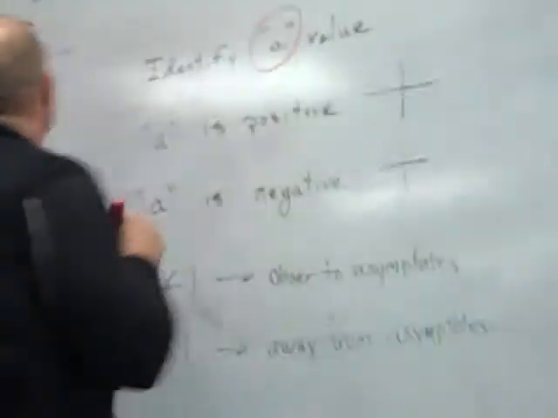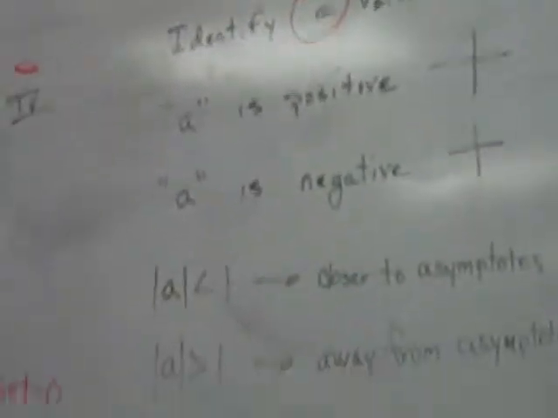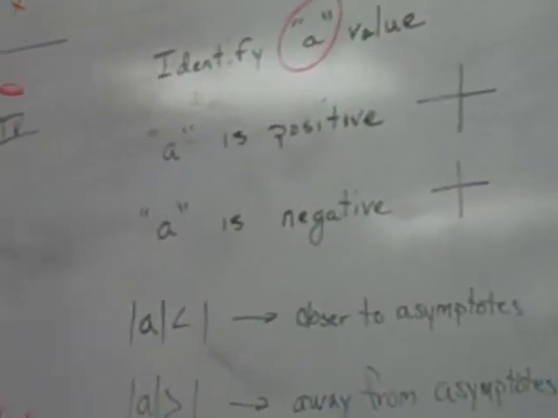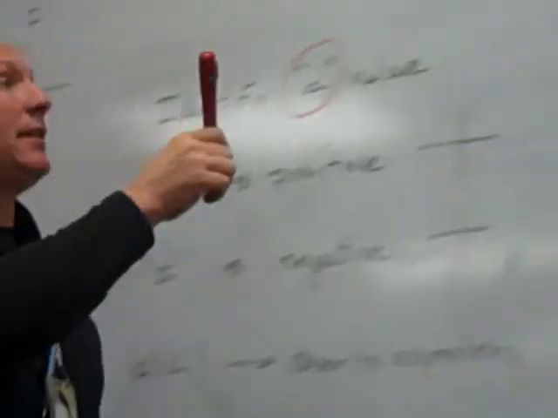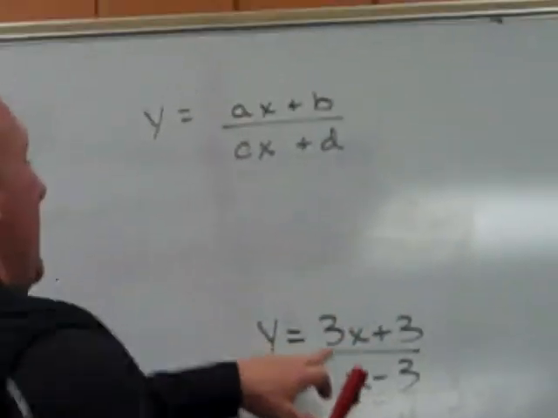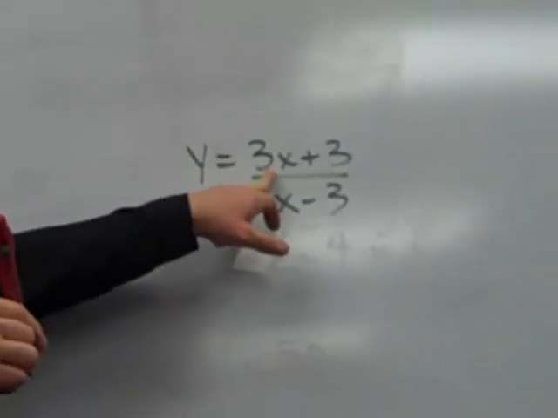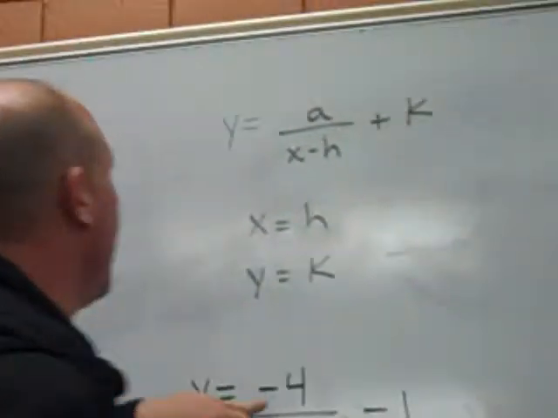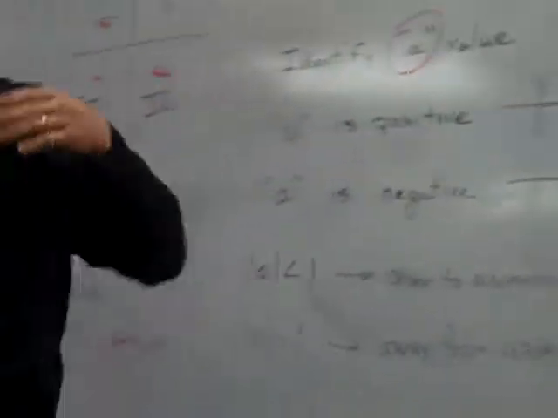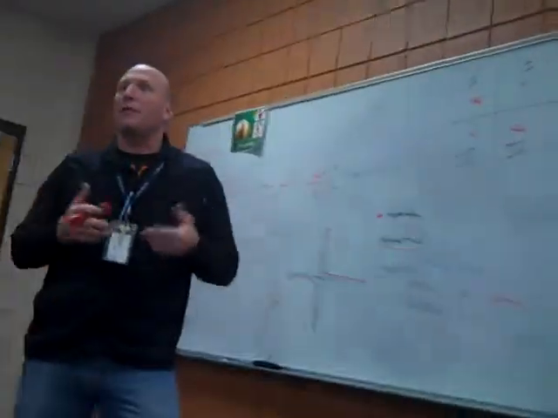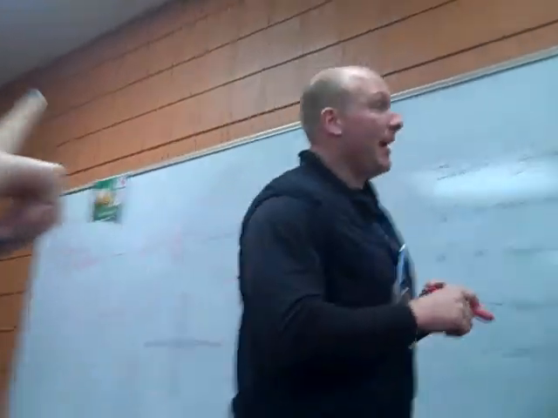All right, identify your A value. Identify your A value. In this case, my A value is 1. It's going to be on top. In this case, when we come over here, my A value is 3. Okay, my A value is -4. Okay, so it's going to be on top. It's going to be the first coefficient. All right, Paige?